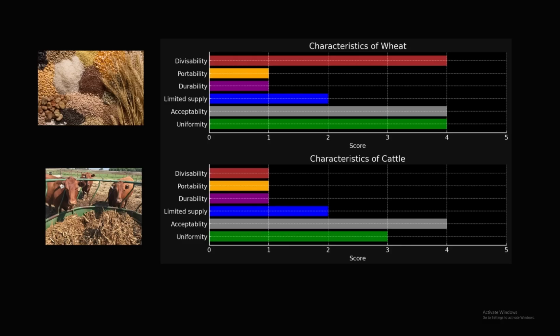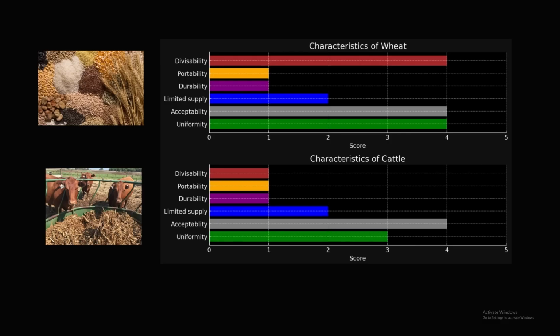And I've attempted to rank them in terms of those six characteristics of money that we want them to have. This was basically just based on my own opinion. There's nothing quantifiable in this. So if you do disagree, please do put it in the comments. But I thought it was a good way to show the drawbacks of some of these forms of money.